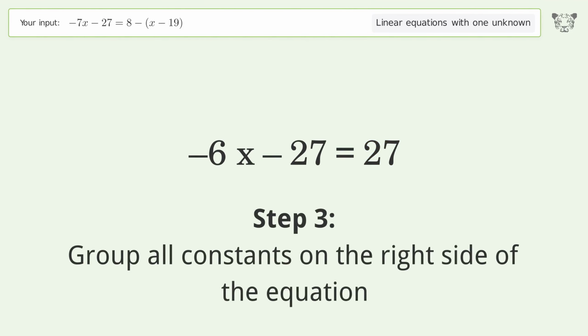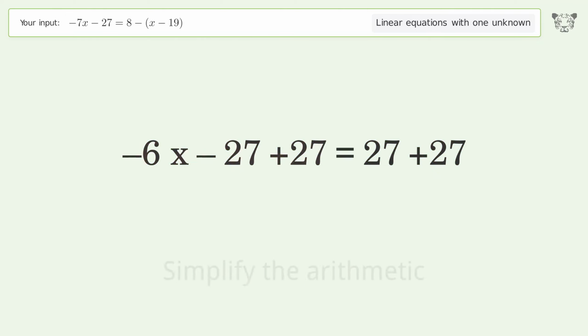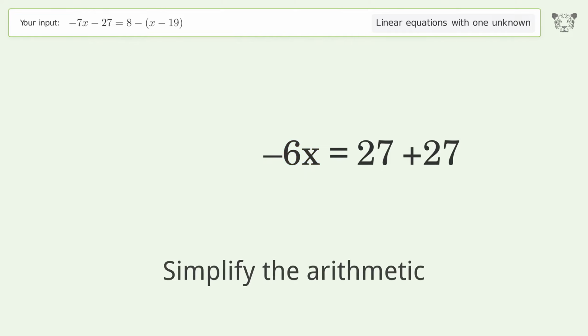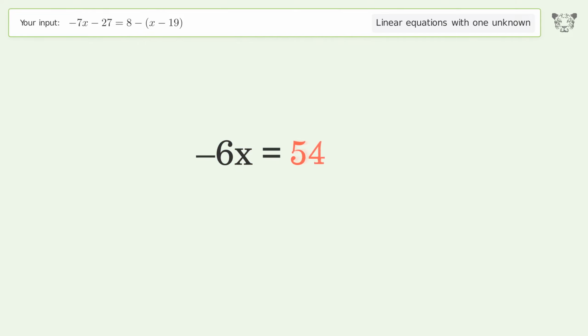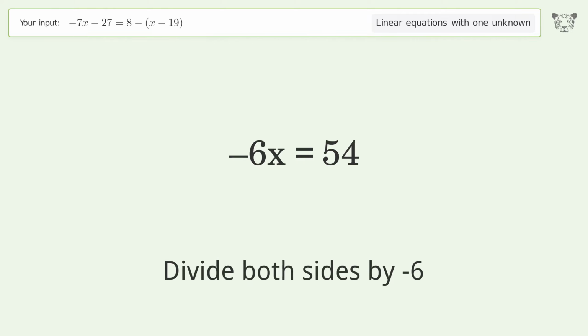Group all constants on the right side of the equation. Add 27 to both sides. Simplify the arithmetic. Isolate the x. Divide both sides by -6.